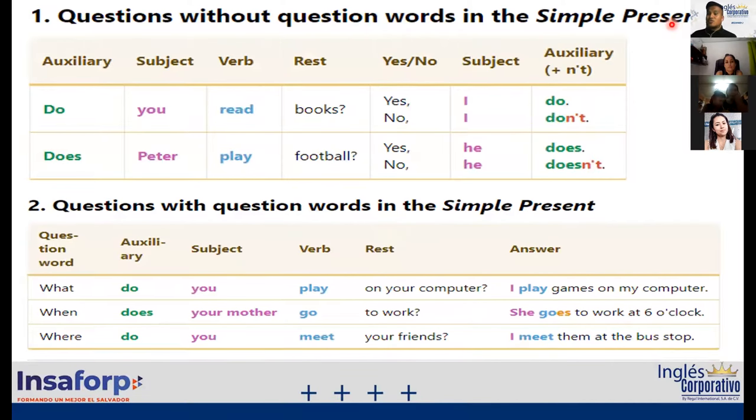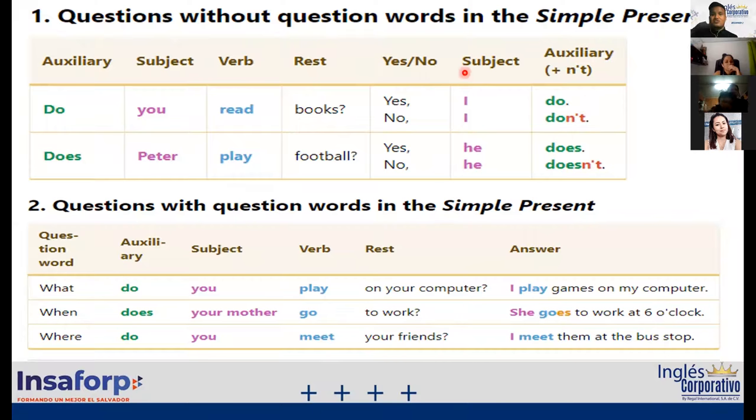Here we have the structure. Here we have the formula that we need to follow to create the questions. It says, first, an auxiliary. Second, a subject. Third, a verb. And the rest is the complement.